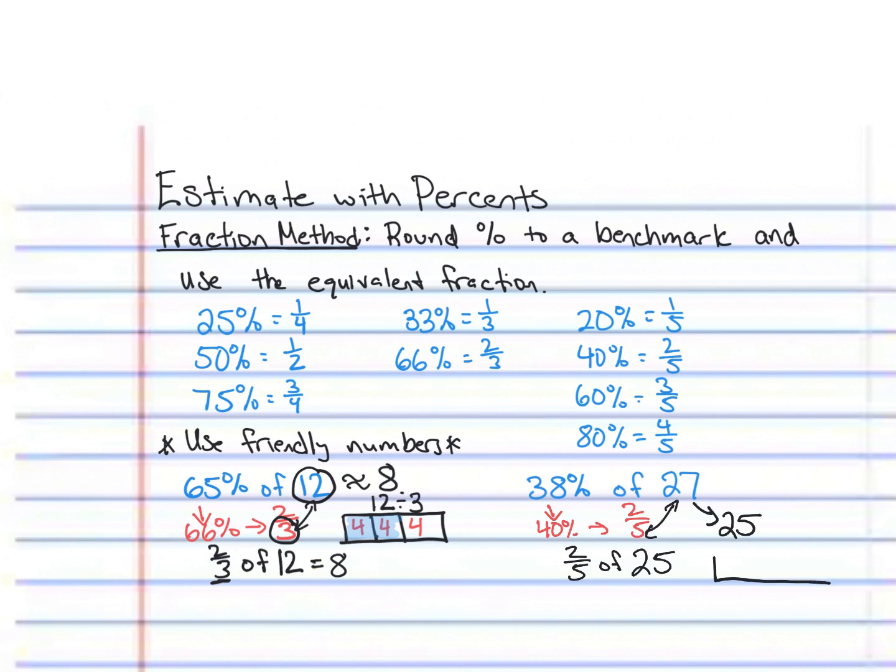So if we do it visually again, and you won't always have to use the bars, but if they help you, definitely draw them out. So I'm going to split it into 5, but that 25 is then split into those 5 parts. So each part has a value of 5, but we're looking for 2/5, we're looking for 2 of those parts. So our answer ends up being about 10.